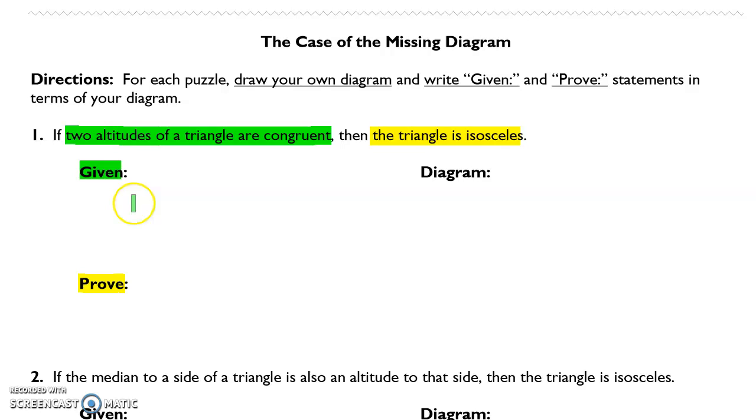And maybe draw your diagram first, because however you label your diagram, your triangles with your vertices, is going to impact how you state your givens and your proofs. See if you can draw a picture of what this is saying first, then we'll go back to the givens and proofs. So pause and try to draw a diagram.